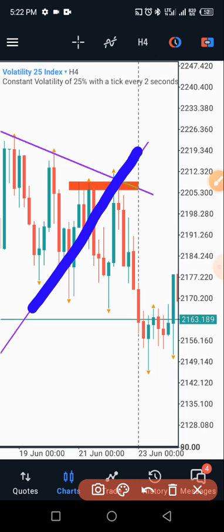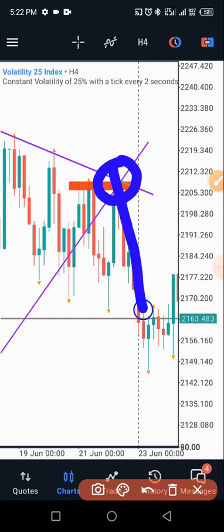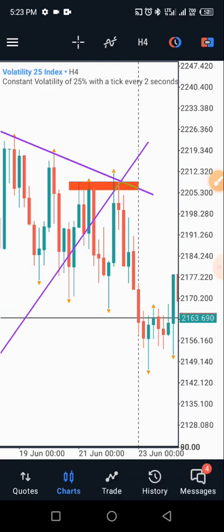Okay, so there are three factors of confluence that would have allowed us to take a trade using this particular level, and that is why we saw that price was able to turn from that direction and start moving downward. So guys, this is how you want to make use of trend line.